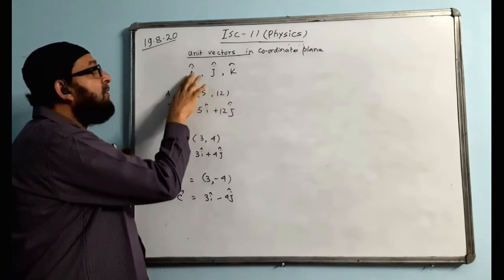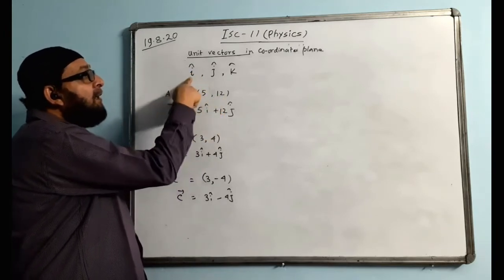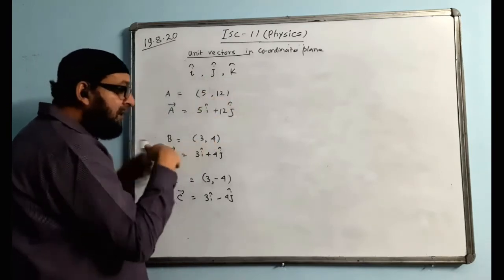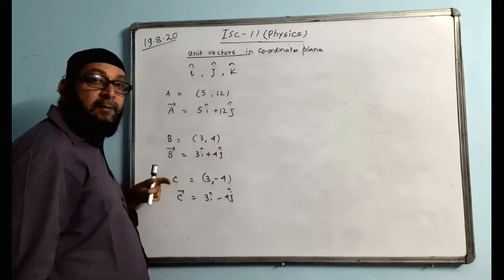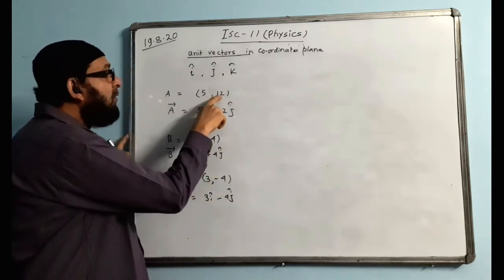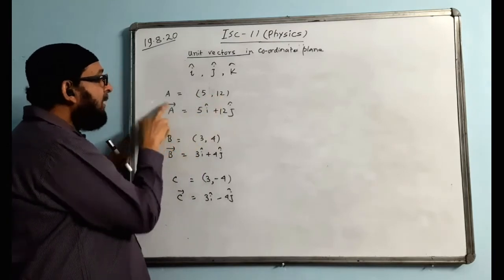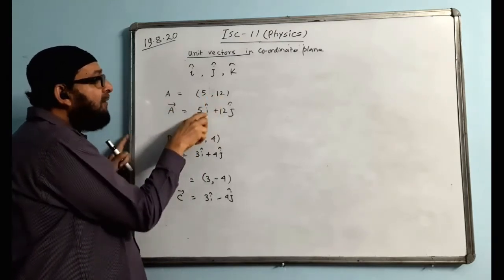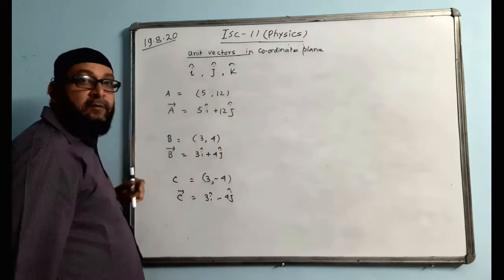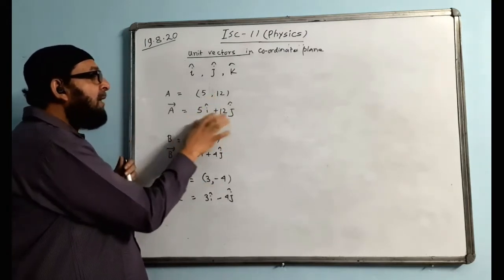The unit vector along the x axis is denoted by i, along the y axis by j, and along the z axis in the three-dimensional plane, where there is depth also, it is denoted by k. So how do we write this in vector form? We will write vector A equal to 5i plus 12j, because the sign is plus.